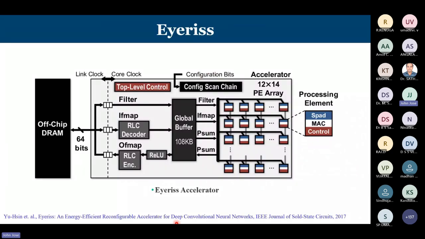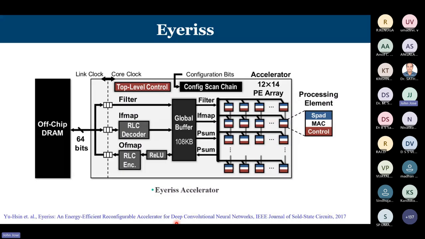Someone was asking what the hardware inside this looks like. Eyeriss is one of the popular accelerators. This is an accelerator chip. It has an off-chip RAM where you store initial values, and then you can see you have a global buffer.